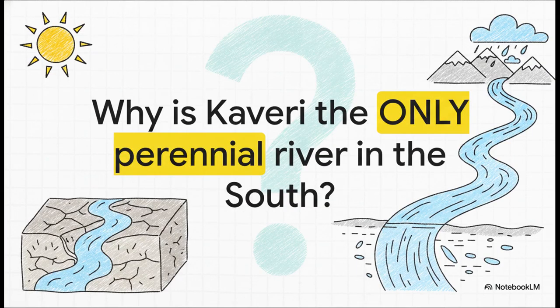Okay, but this brings us to a really cool geographical mystery. Remember earlier when we established that peninsular rivers are non-perennial? They usually shrink or dry up because they rely strictly on the seasonal monsoon. Well, unlike all those other peninsular rivers, the Kaveri maintains a steady, healthy flow year-round. It's actually considered the only perennial river in all of South India. So how exactly does it pull off this unique feat?